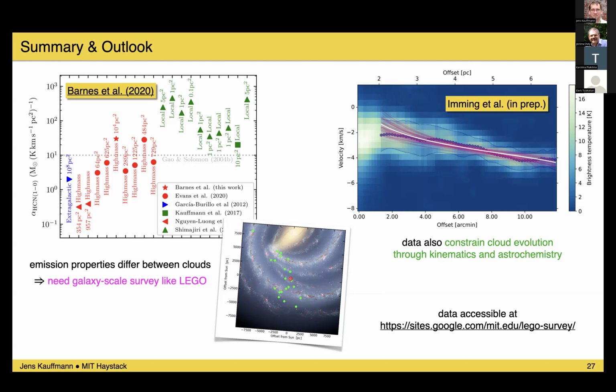Hi, Jens, it's Johnny Henshaw. Thanks for the talk. You showed quite early on this sort of systematic offset in the extragalactic systems. Is that related to the figure that's currently on the slide?